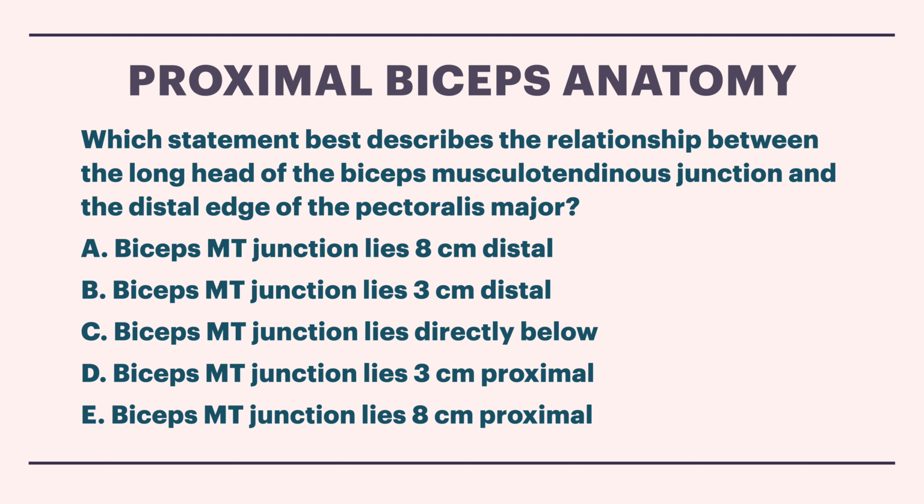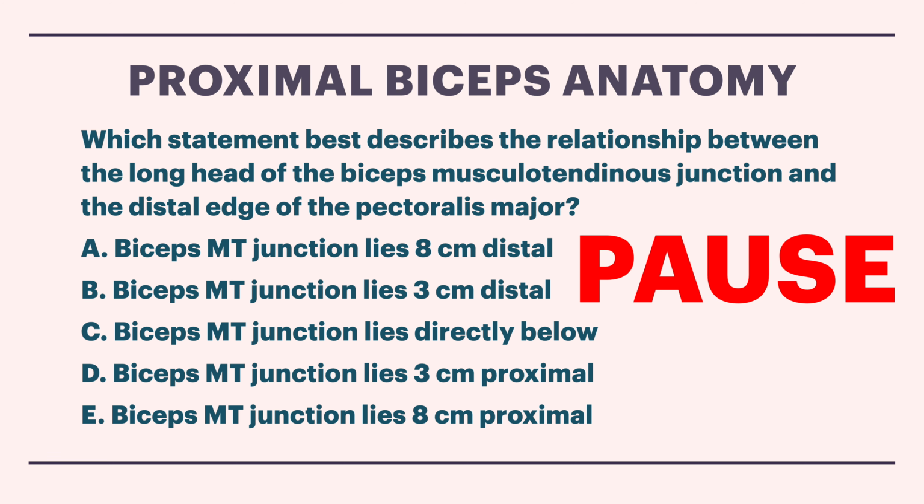B, the biceps musculotendinous junction lies 3 centimeters distal. C, the biceps musculotendinous junction lies directly below. D, the biceps musculotendinous junction lies 3 centimeters proximal. Or E, the biceps musculotendinous junction lies 8 centimeters proximal to the pectoralis major distal edge. Well, this is your chance to pause the video so you can think about the question and answer it.